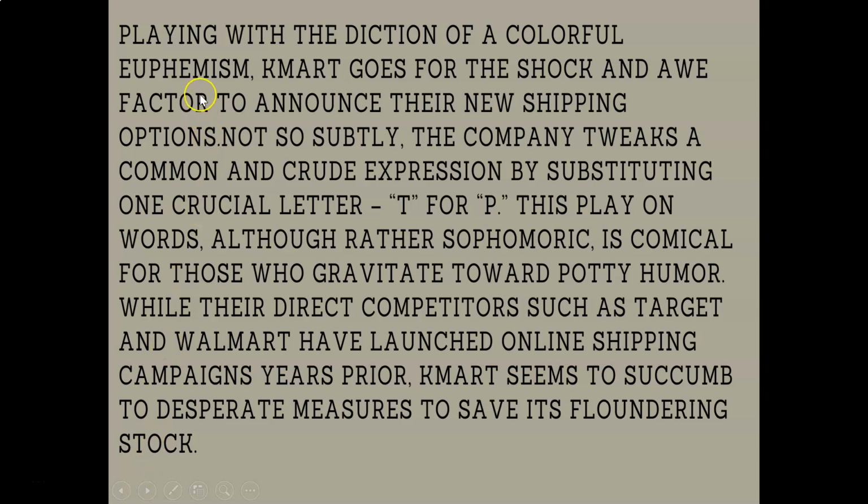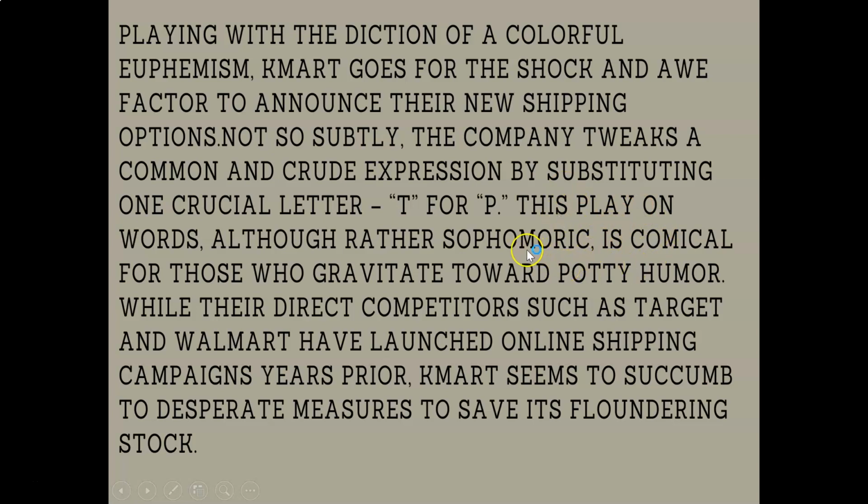Again, focus on the 3 to 4 most salient rhetorical terms and/or devices up top. Construction of meaning. Playing with the diction of a colorful euphemism, Kmart goes for the shock and awe factor to announce their new shipping options. Not so subtly, the company tweaks a common and crude expression by substituting one crucial letter, T for P. This play on words, although rather sophomoric, is comical for those who gravitate toward potty humor. So you get into the pathos here a little bit, the humor.